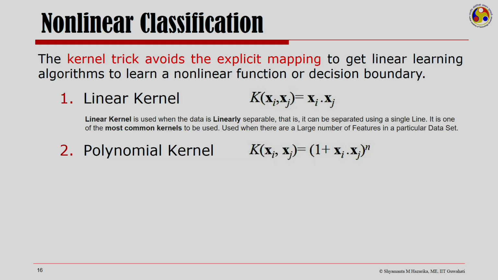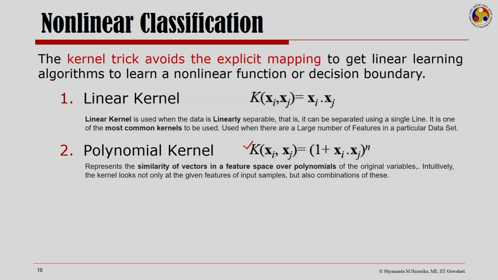So, the polynomial kernel is what is shown here. It is 1 plus the inner product of the ith and the jth sample whole to the power n. Now, this polynomial kernel actually represents similarity of vectors in a feature space over polynomials of the original variables. That is, the kernel actually does not look only at the given features of input samples, but also it looks at combinations of this.